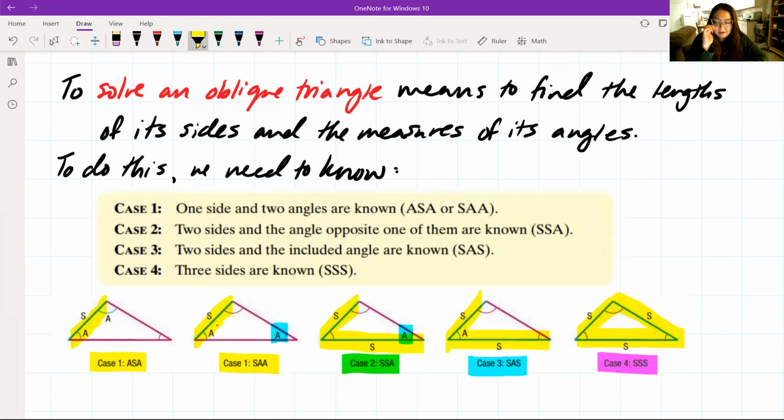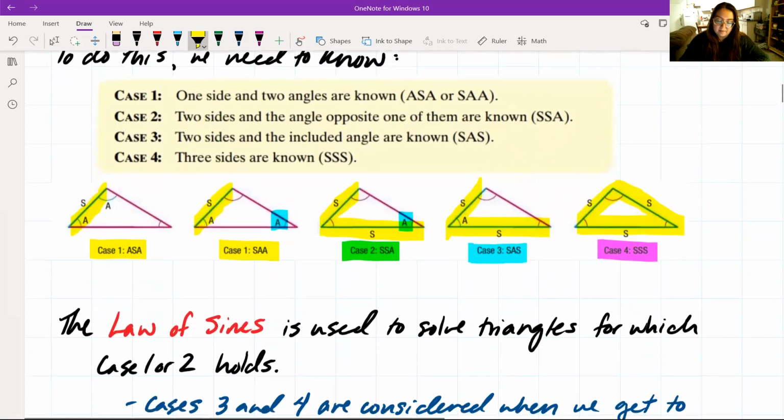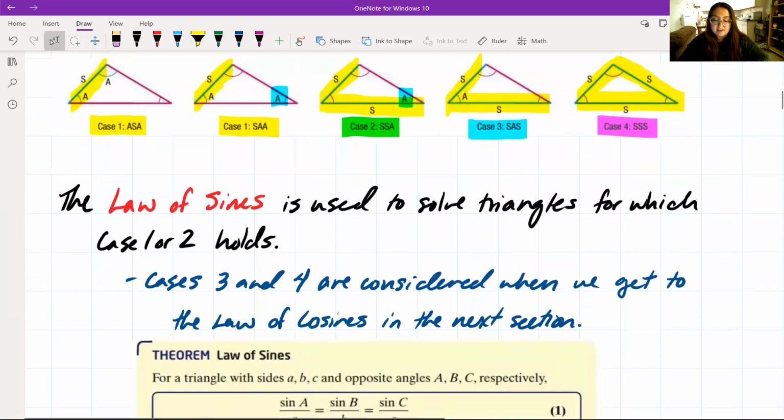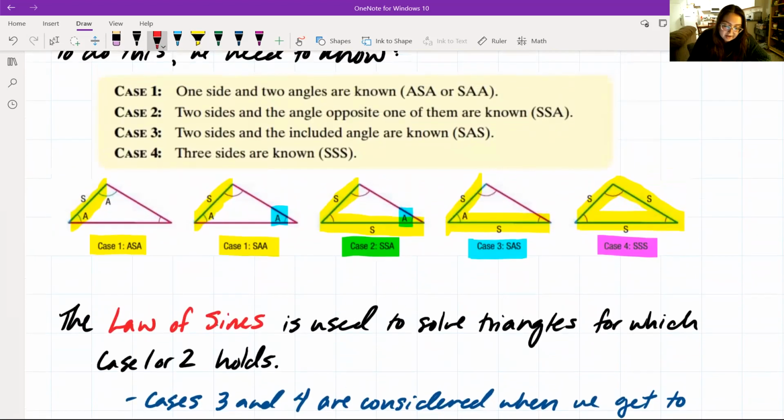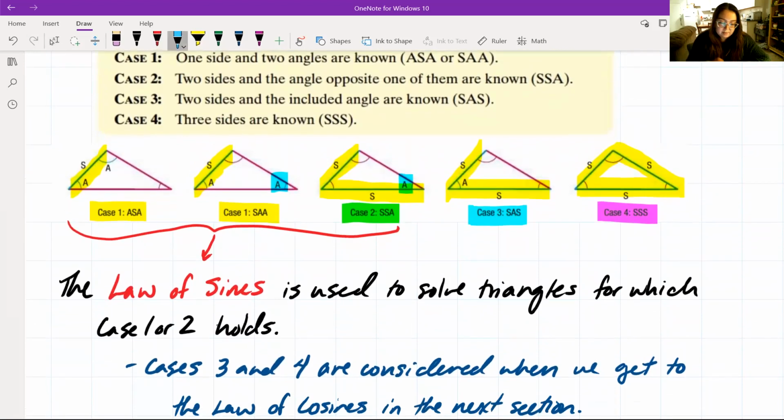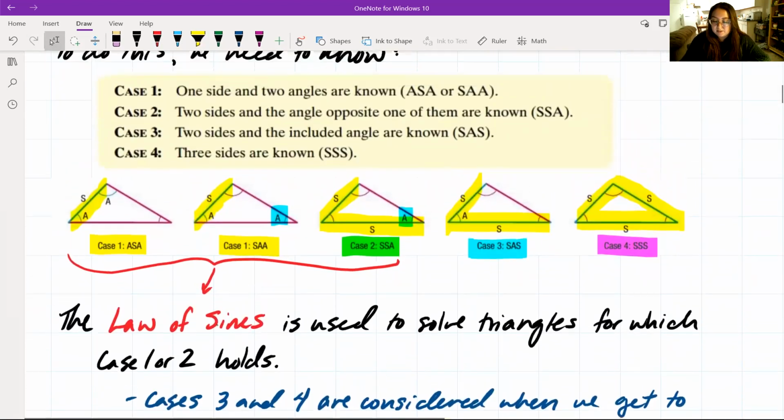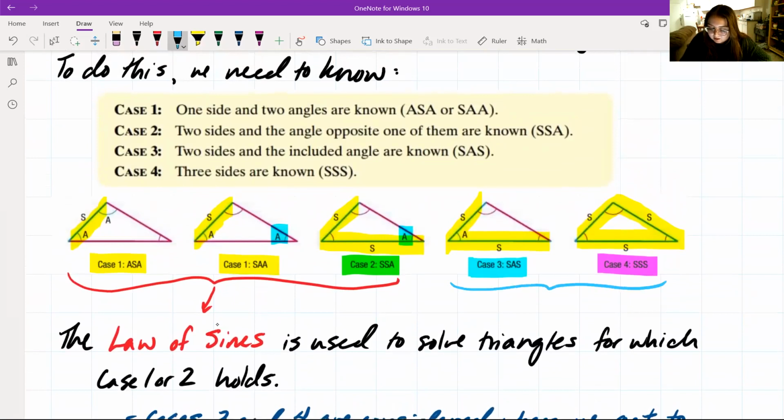So these are the different kinds of oblique triangles and how we would go about solving for their sides and angles. The law of sines is going to be used to solve triangles for which case 1 or 2 hold. Cases 3 and 4 are going to be considered when we get to the law of cosines, which is in the next section. So we'll get to those a bit later.